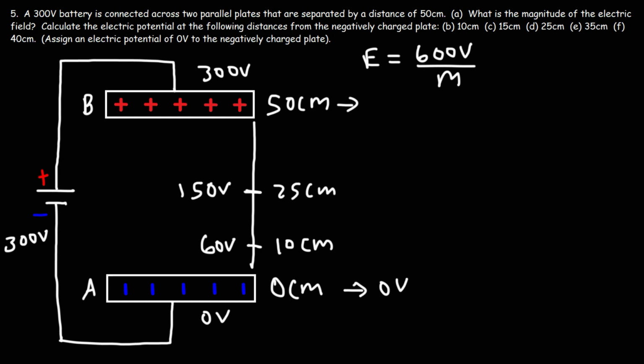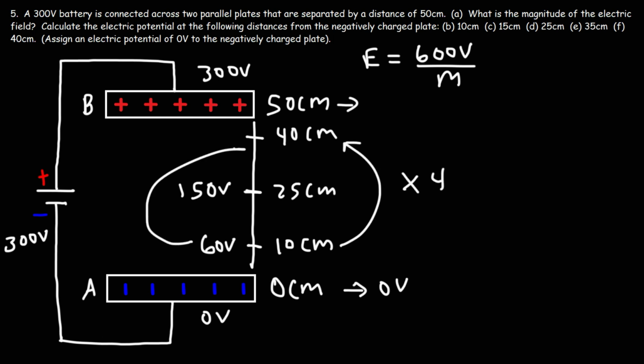Now what about the potential at 40 centimeters? To get that answer, you could simply go from 10 to 40, which means you need to multiply by 4. So going from 60 to that point, multiply by 4 as well. 60 times 4 is 240. So that's one way in which you can do it conceptually.